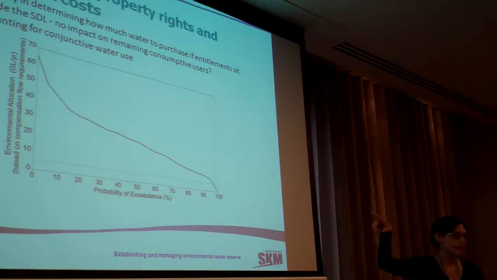And you can see by the gradient of this curve that if you want to be able to, in 90% of years, ensure that you're having no impact on consumptive users, you'd need to be purchasing close to 40. But it's quite a steep curve, so you have a lot of years where you're not using your full supply.